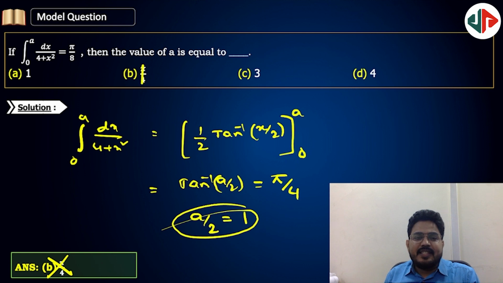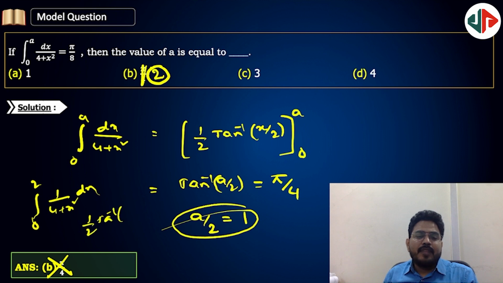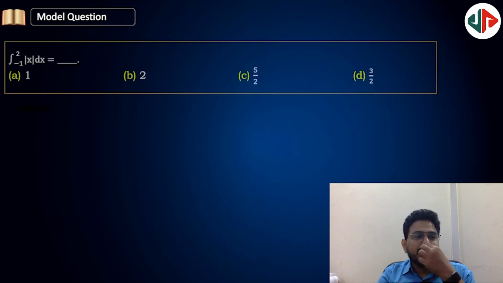I think there is some typo error. It should be 2, beta. Okay, so what will happen? Integral 0 to 2, 1 by 4 plus x squared dx. Directly it becomes 1 by 2 tan inverse of x by 2 with the limit 0 to 2. So tan inverse 1 is pi by 4. So you'll get pi by 8.